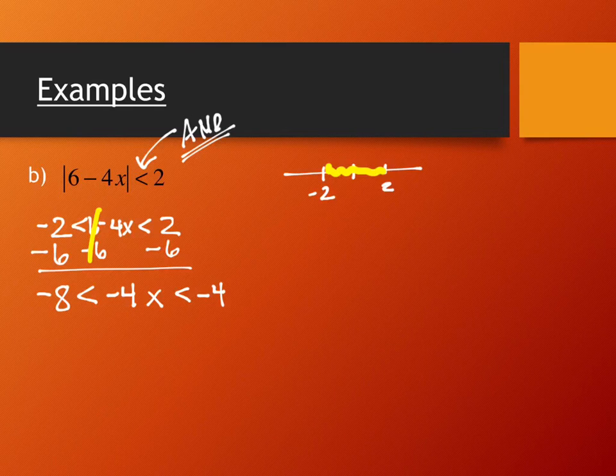Then we're going to divide by negative 4, all 3 places. Negative 8 divided by negative 4 is 2. In the middle, they cancel. I have x. On the right, negative 4 divided by negative 4 is 1. But we divided by a negative, which means what happens to my symbols? They flip. So instead of less than symbols, I now have greater than symbols.